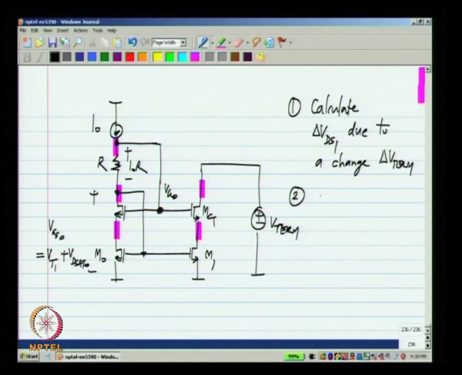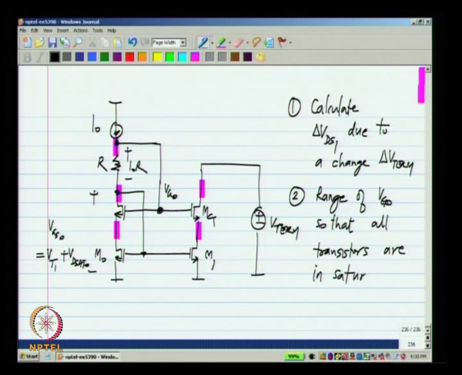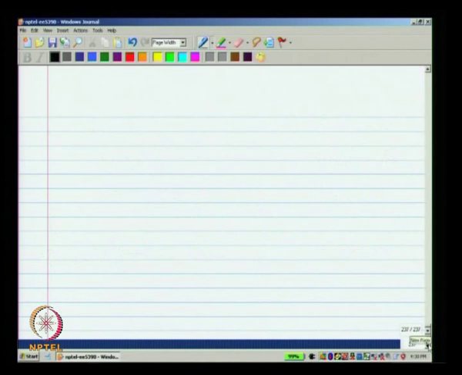The second thing is, please calculate the range of VG0 so that all transistors are in saturation. We have already partly done this. You can also calculate the upper limit for VG0. So, that is about the cascode current mirror. It offers a very high output resistance, and we can use it in conjunction with common source amplifiers as well to obtain a high resistance.